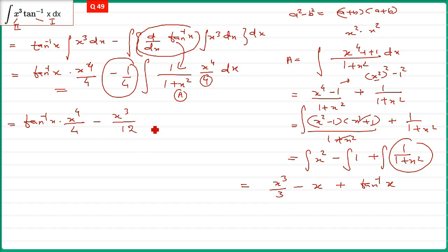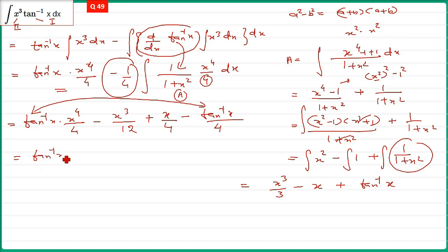So x cubed by 3 into negative 1 by 4 will be negative x cubed by 12. Negative x multiplied by negative 1 by 4 will be x by 4. And negative 1 by 4 into tan inverse x will be negative tan inverse x divided by 4. Now you can combine these two terms. Tan inverse x can be taken out. The inside will be x raised 4 minus 1, because you already have x raised 4 by 4 minus 1 by 4 if you take tan inverse x out. The better way is to take the 4 out, and you can just write x raised 4 minus 1. It's up to you. Now these two terms have been taken care of.